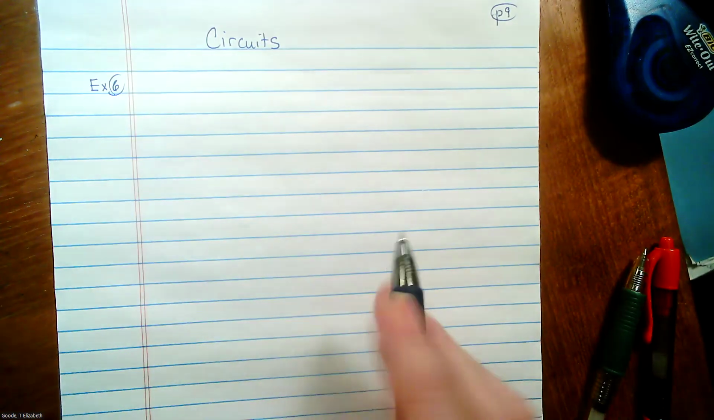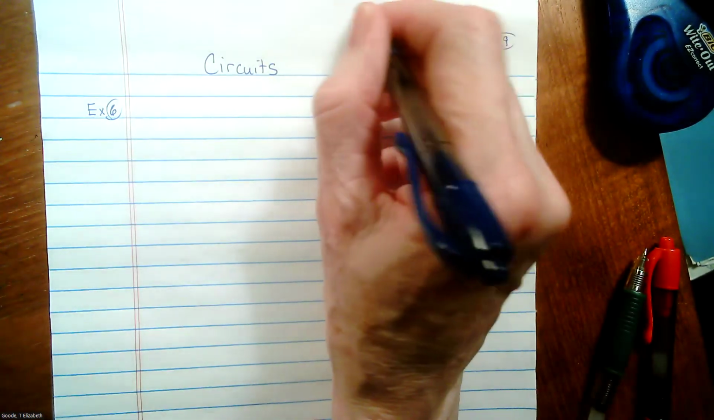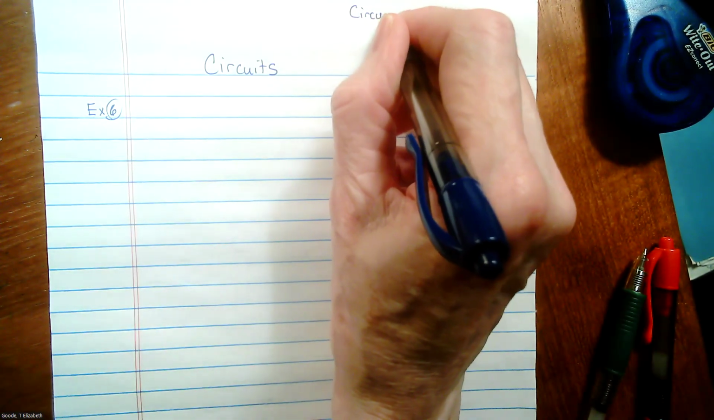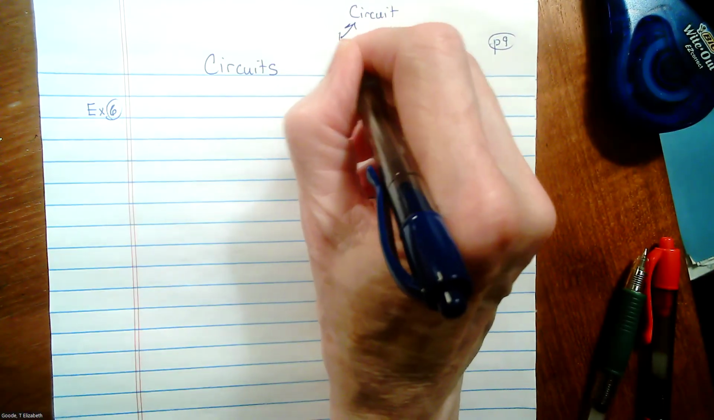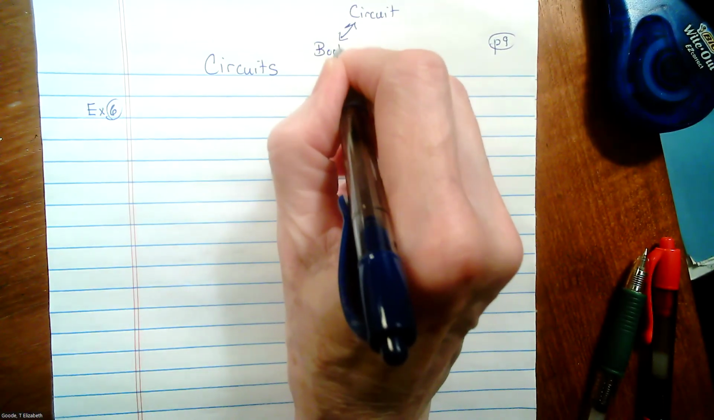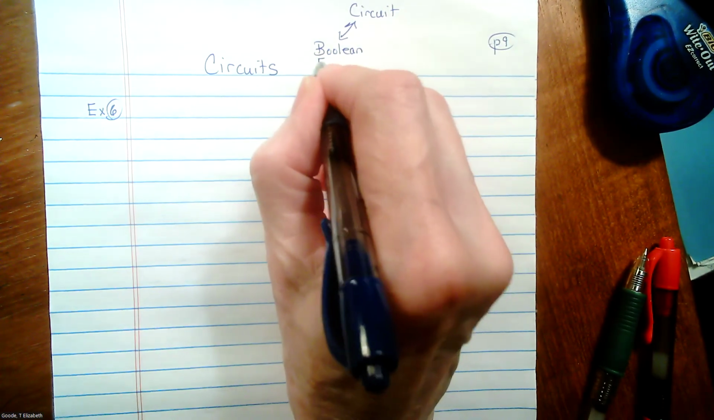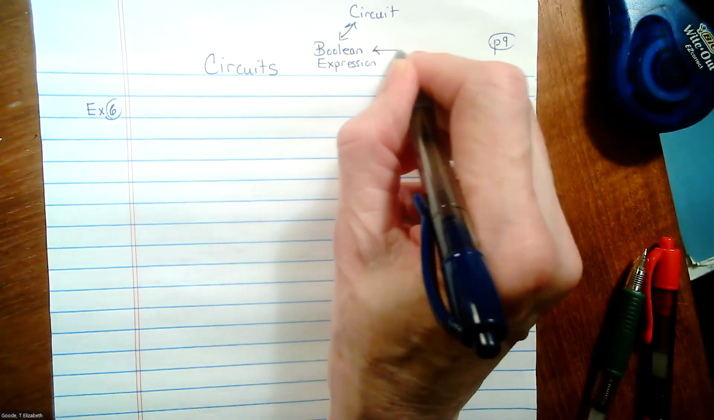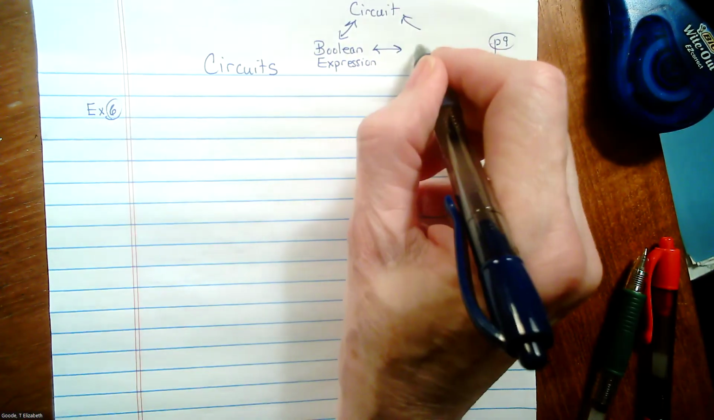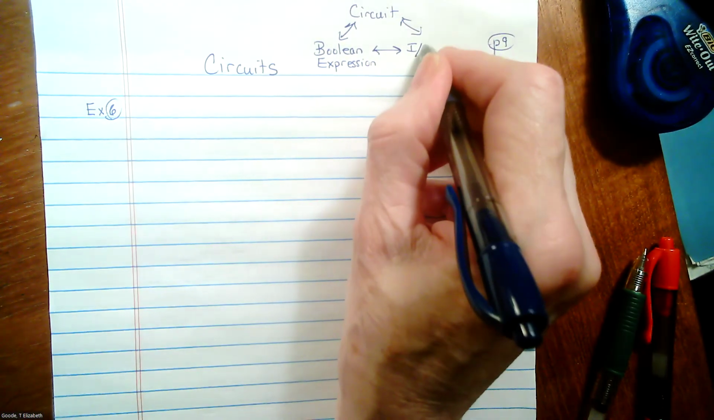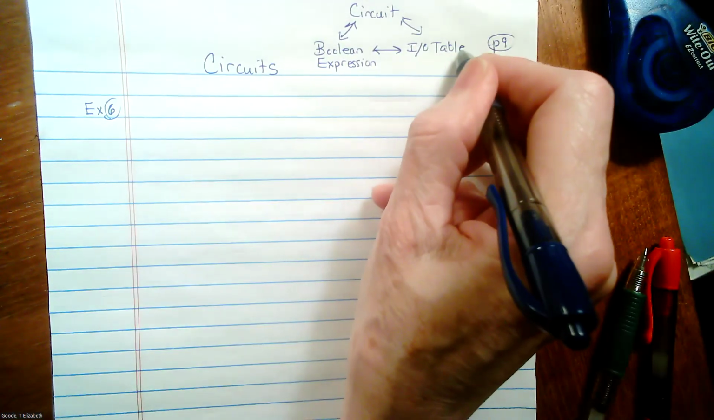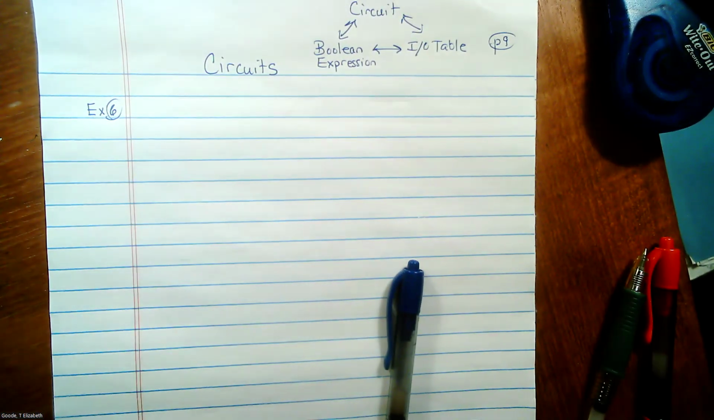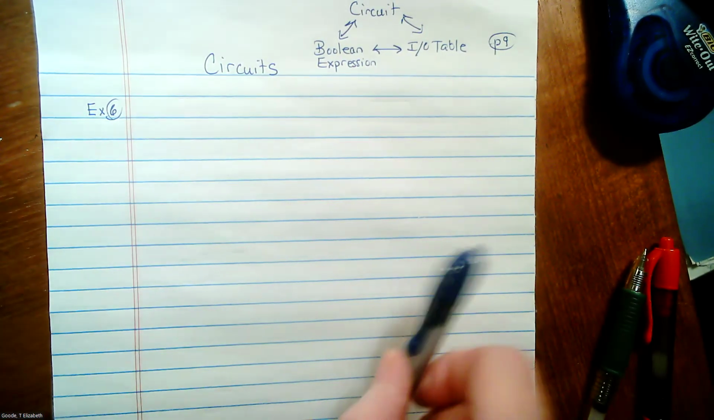So there are 3 things that happen, right? We have a circuit and we have an associated Boolean expression, and it looks a lot like a statement form, but it's all capital variables. And then we have what's called an IO table. That looks like a truth table, but it's an input-output table. And the idea to understand is this.